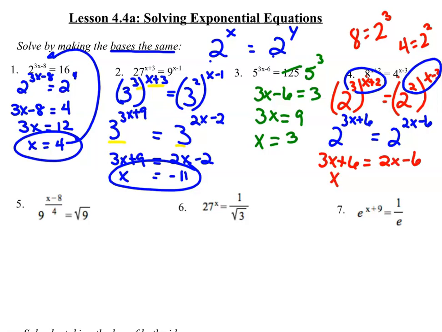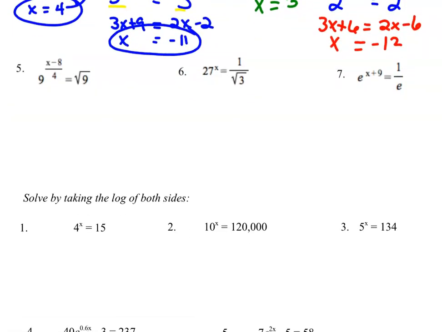Subtracting 2x, we have 1x. Subtracting 6 from both sides, we've got negative 12. So x would have to be negative 12. Now we're going to do the same thing on these next couple. They just look a little more complicated.